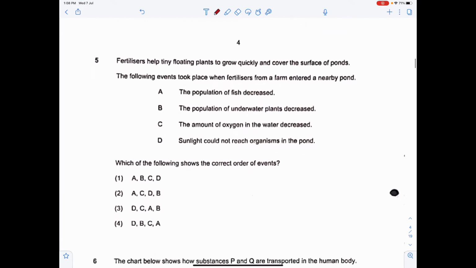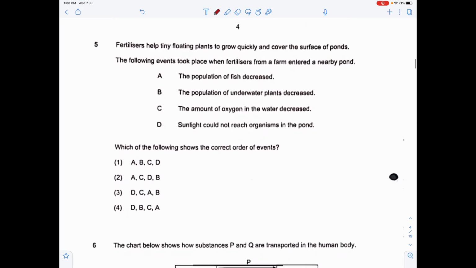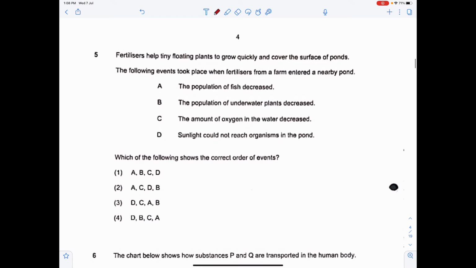Moving on, number 5. Okay, once again, this is no longer tested. Okay, this is under living together. However, some of the concepts are still relevant, so I'm just going to quickly go through it. Fertilizers help tiny floating plants grow quickly and cover the surface of ponds. Okay, the following events took place when fertilizers from a farm entered a nearby pond.